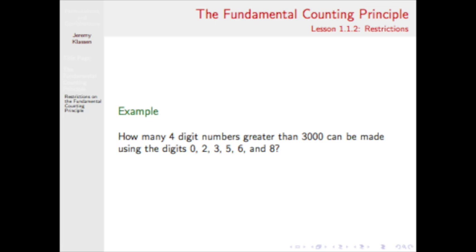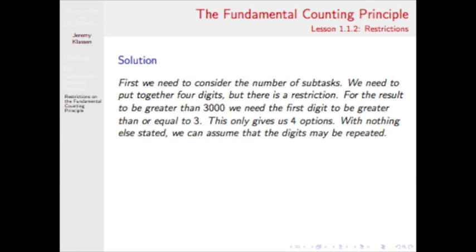Now let's take a look at a similar example with a slightly different restriction. How many 4-digit numbers greater than 3,000 can be made using the digits 0, 2, 3, 5, 6, and 8? To solve this problem, we first need to consider the number of subtasks that are available to us here. And because we're putting together a 4-digit number, there are 4 subtasks. The restriction here is that this number has to be greater than 3,000, which means that the initial restriction is on the first digit. Since 4 of the digits I can choose from are 3 or greater, there are 4 options for the first digit of this number.